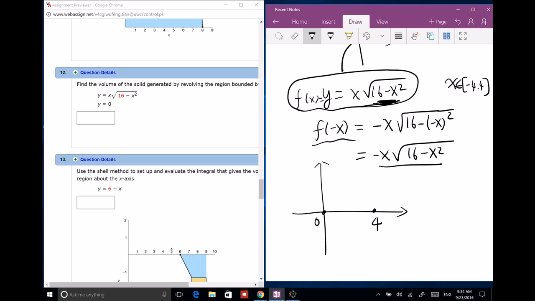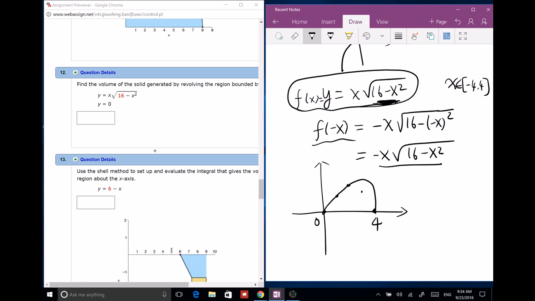Okay? Why do I do that? Because once you graph 0 to 4, then from negative 4 to 0 is just symmetric. Okay, symmetric with respect to the origin point. Now, we just check one by one. When x equals 1, it's square root of 15. Something here. x equals 2, 2 square root of 12. So you just use your calculator. I think you can find it's pretty much like this.